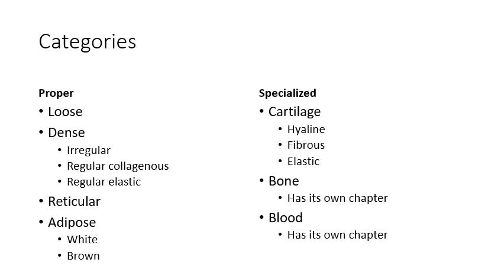Then you have your specialized connective tissue types. That includes cartilage, which also has 3 subtypes, which we will go through: hyaline cartilage, fibrous cartilage, and elastic cartilage. And then finally, the last 2 specialized subtypes of connective tissues are bone and blood. Each of those has its own chapter, so we won't really go into them here.